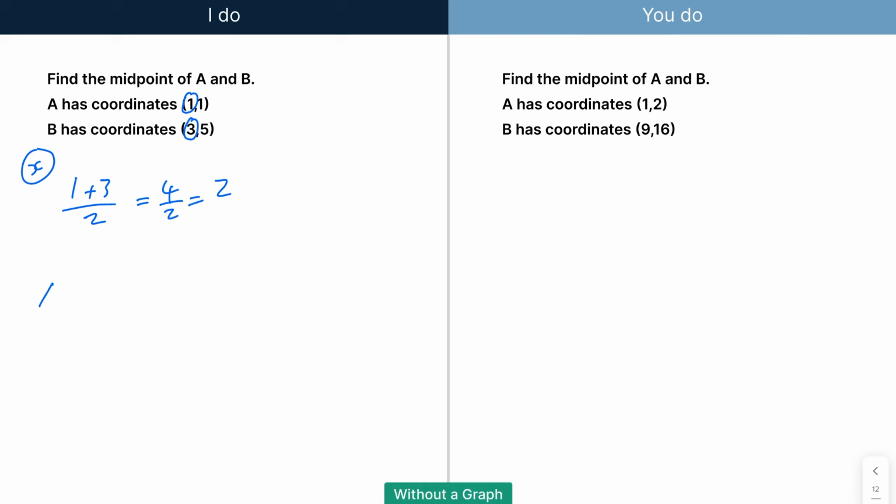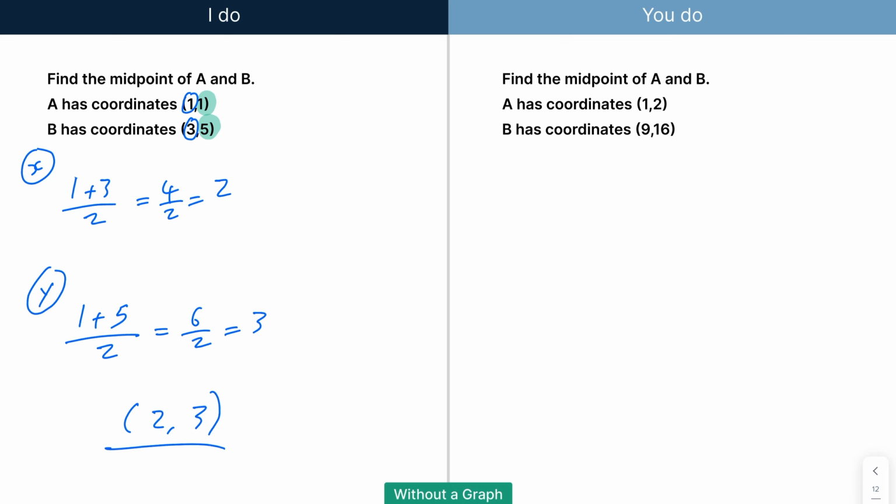That's the x coordinate. And for the y coordinate, we're now just going to look at the y values. If I highlight that in a different color, that's going to be 1 and 5. So that's 1 plus 5, add the 2 together and divide by 2, which is 6 divided by 2, which is 3. So the coordinates are 2, 3. That is the coordinates of the midpoint of the line AB. So that's how you do it without a graph.